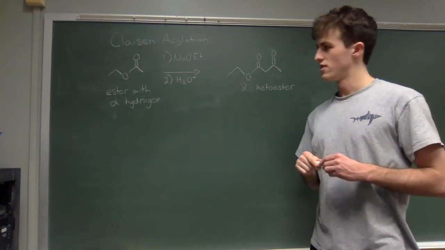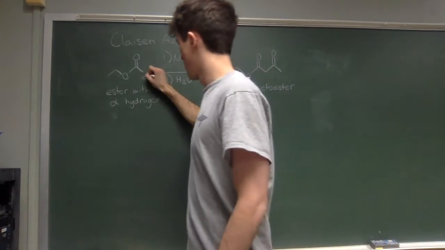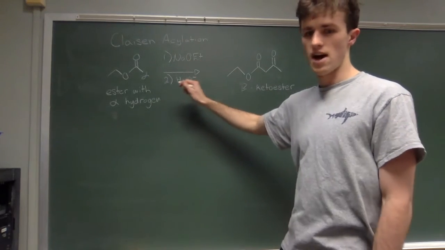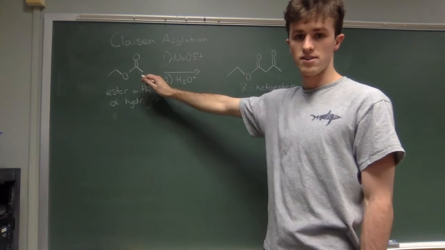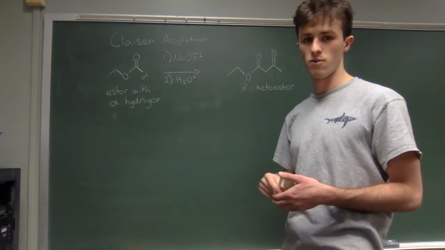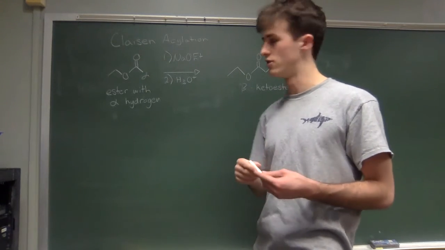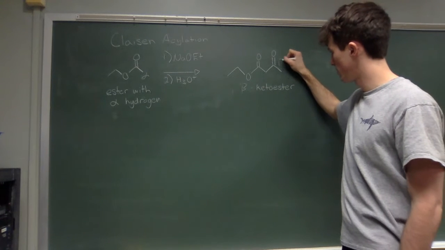For the Claisen acylation, we start with any ester with an alpha hydrogen. And under basic conditions, that alpha hydrogen will be taken off and form an enolate similar to the one we had with the Reformatsky reaction. But the enolate here will be formed using that alpha hydrogen rather than the halogen. And will then form a beta keto ester.